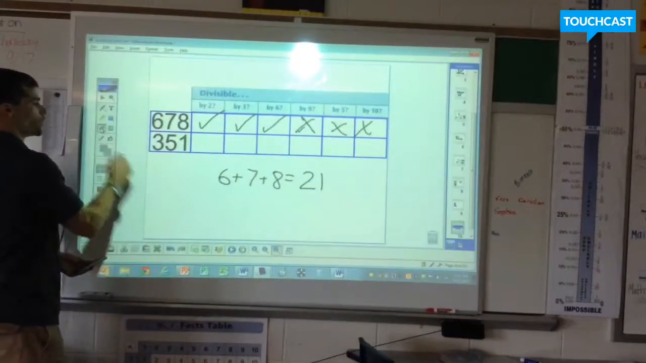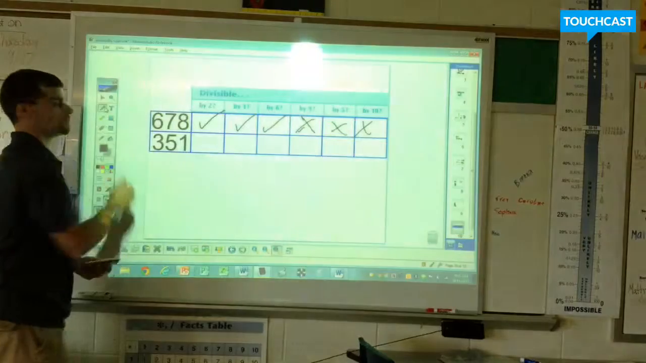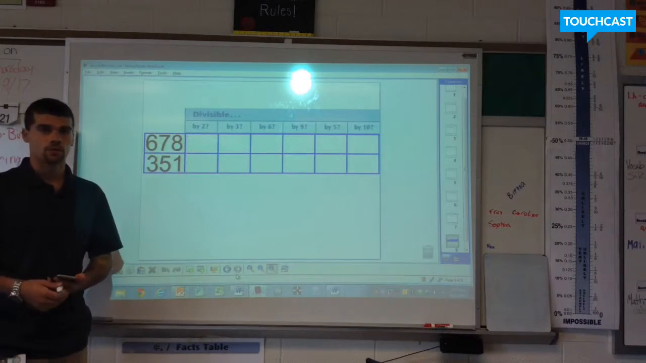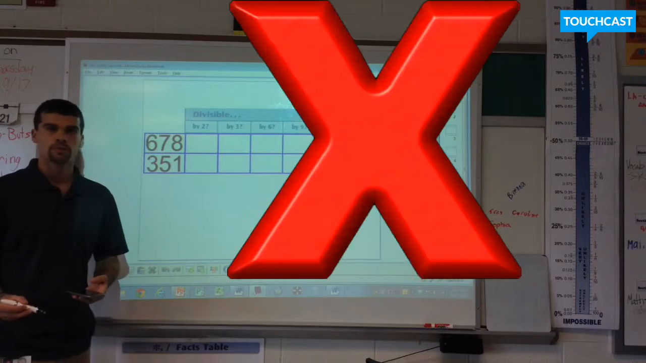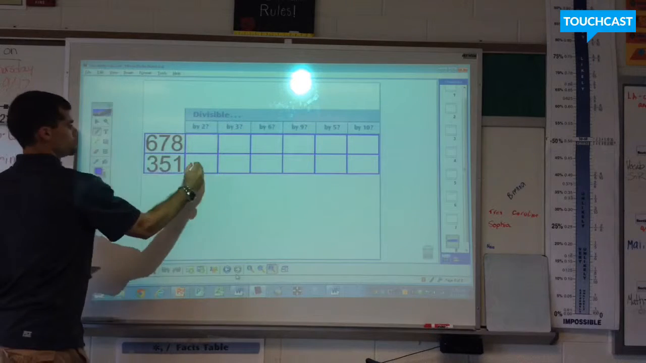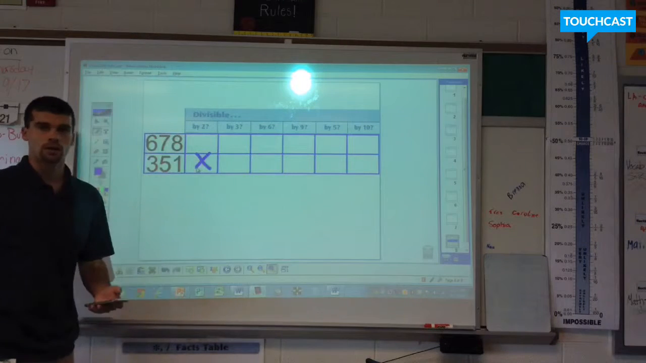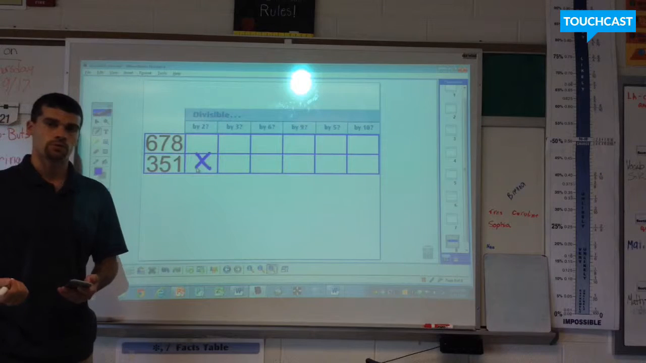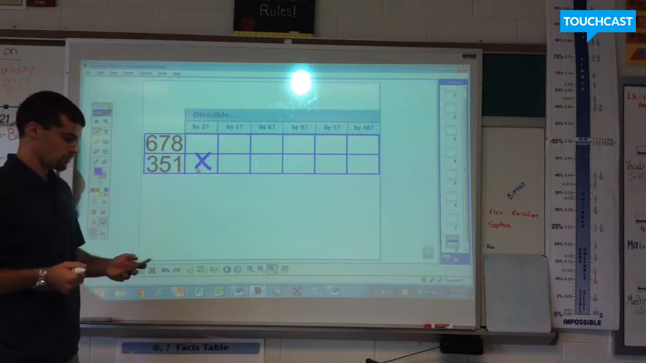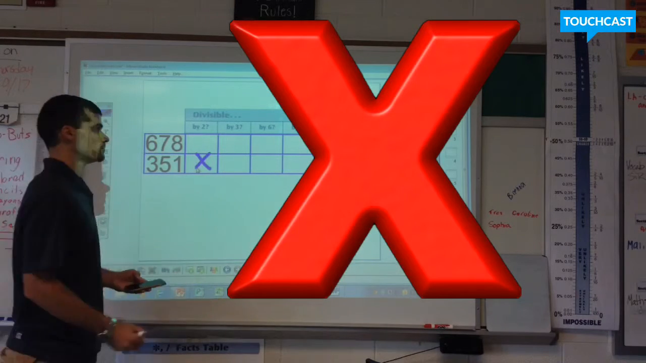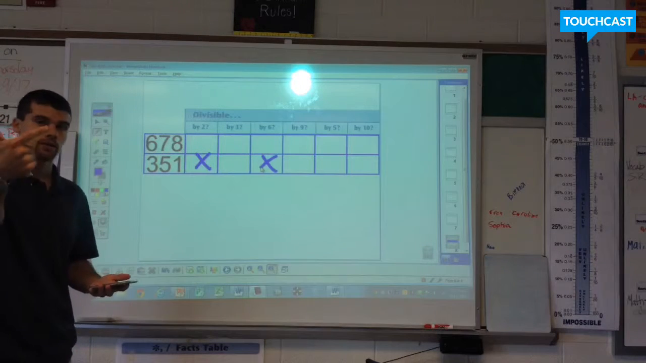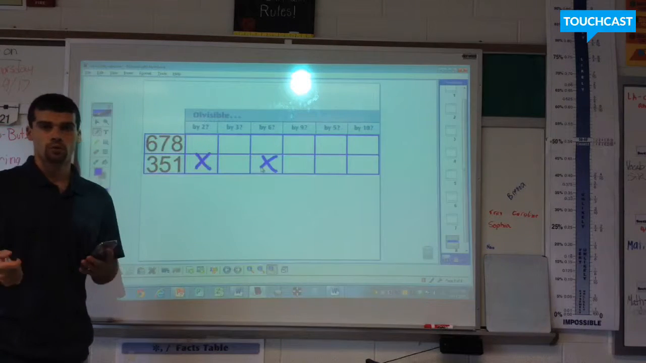So next, we're going to look at 351. I can see right away it is odd, so I know it is not divisible by 2. And because I'm taking out the number 2 as one of the divisible possibilities, meaning 2 is not a factor of 351, I also know that 6 is out. Because remember that for 6, we need 2 and 3 both to be divisible for it to work.